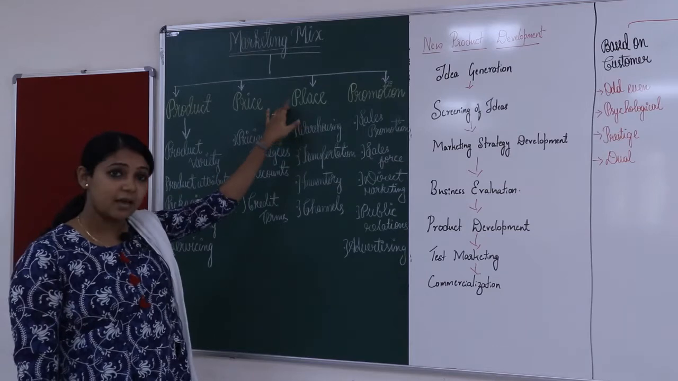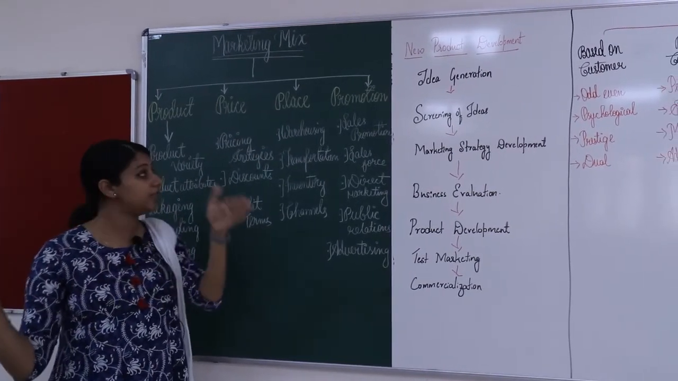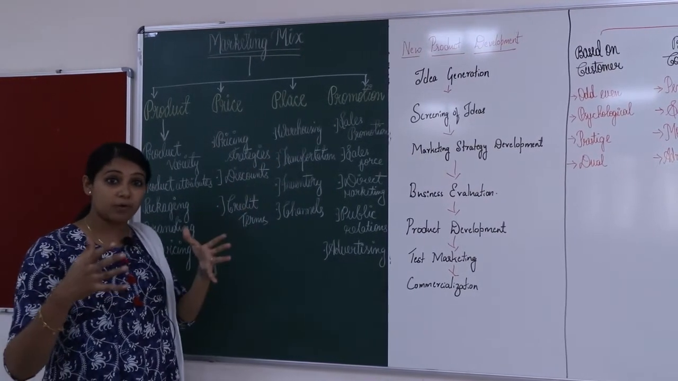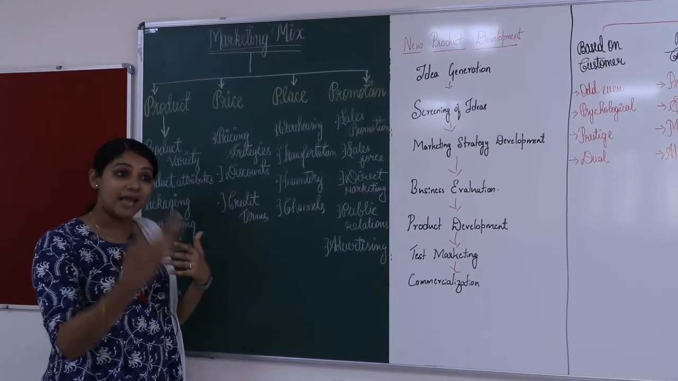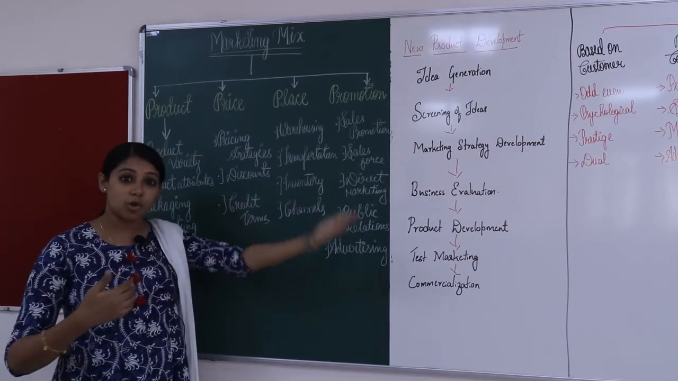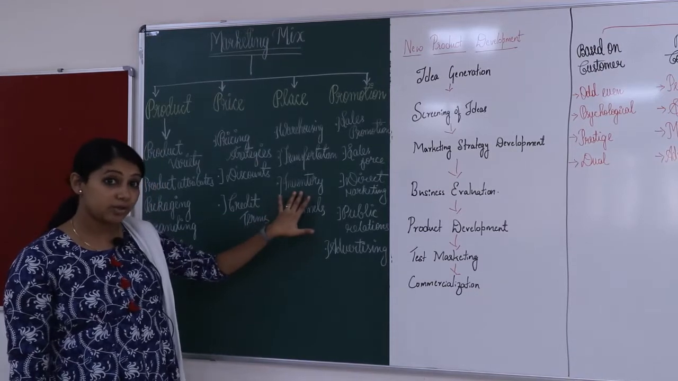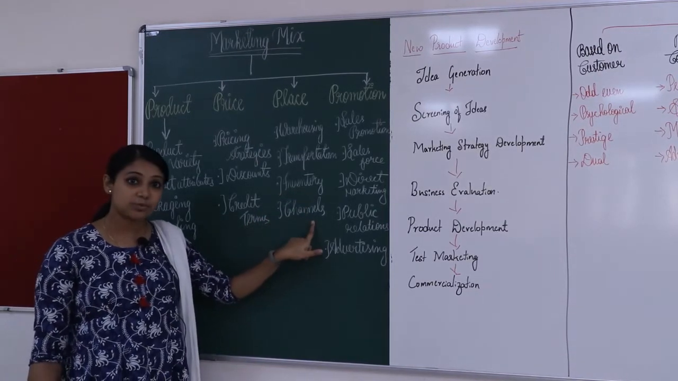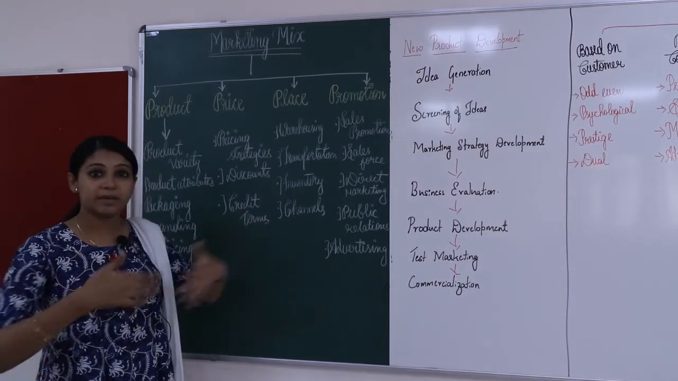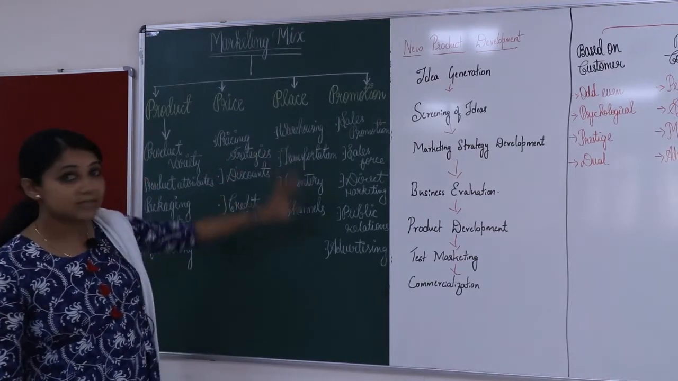Next is your place. Place, as I already told you, is how the product reaches from the producer to the ultimate consumer. It can be through warehousing. Warehousing is stocking your products so that you can give them to your consumers as and when they require. Transportation, again, because consumers are located in different geographical areas, you can transport from one place to another. Your inventory is how much you are able to stock, and your channels of distribution are your intermediaries, like your wholesalers, your retailers, your agents, all those people in between who are helping you get the product from the producer to the consumer, right? So that is about place.